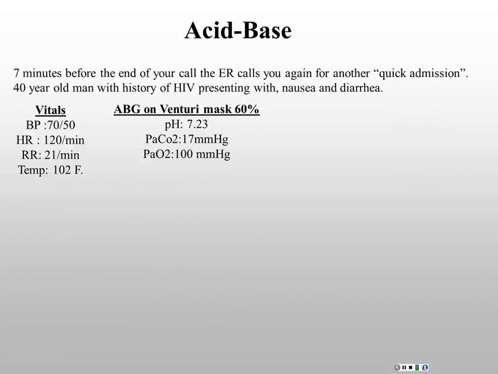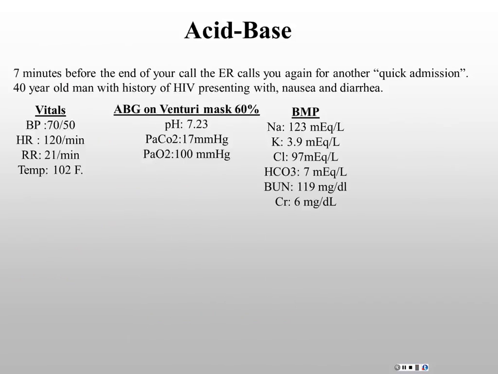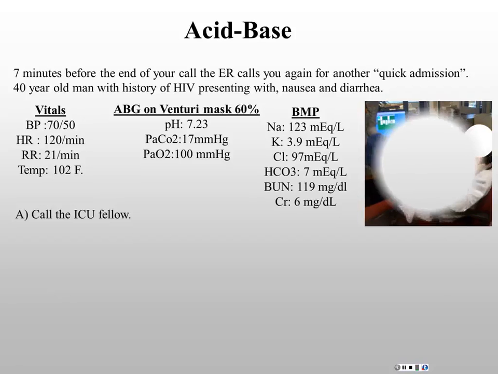Another question on acid base. So, and again, 7 minutes before your end of call, they call you for another admission. The patient is hypotensive, acidotic, your BMP showing significant renal failure. The patient is HIV positive with nausea and diarrhea. So what will you do? Call the ICU fellow. He's busy.